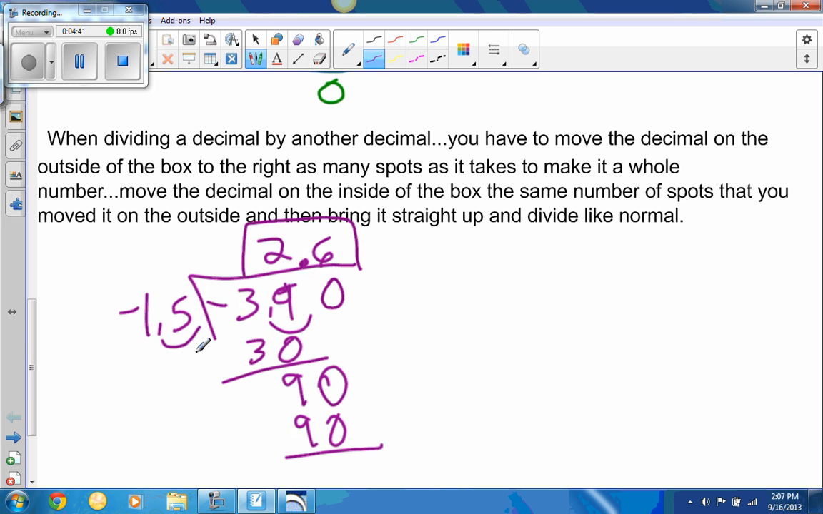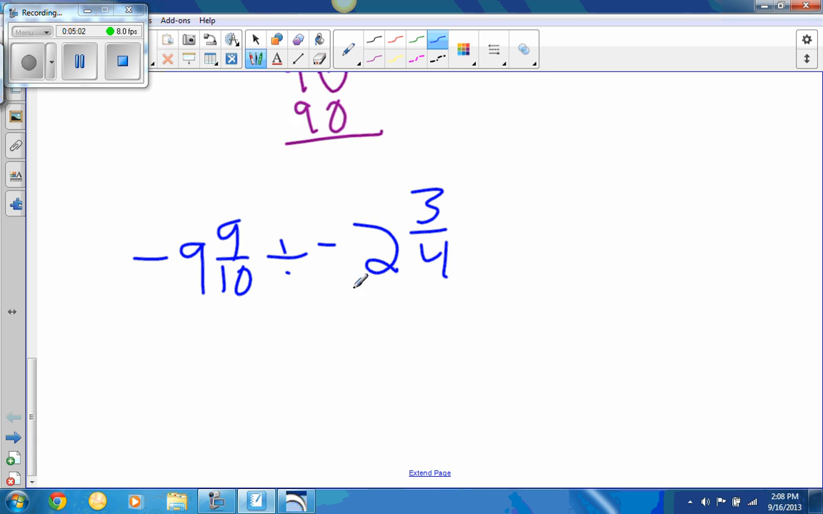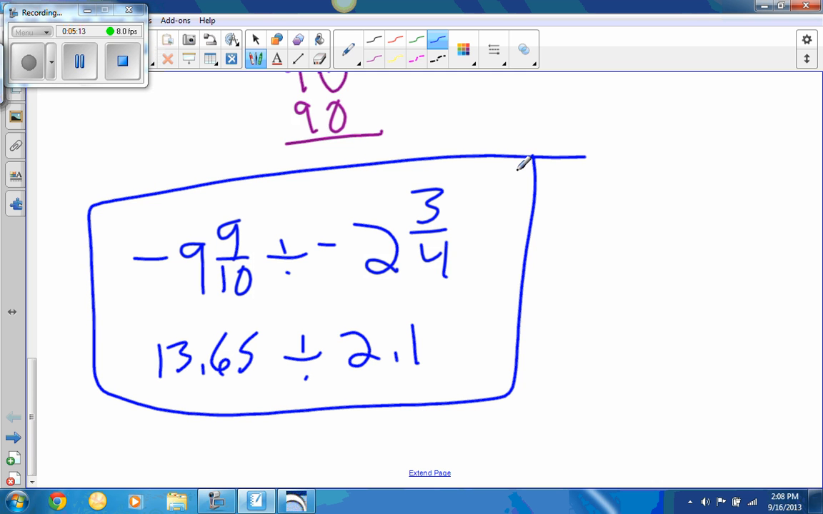So then I have a couple of problems that I would like you to try and bring with you to class tomorrow. And here they are. First one, negative 9 9/10 divided by negative 2 3/4. And then I would like you to do 13.65 and divide that by 2.1. So bring these two questions with you for tomorrow.